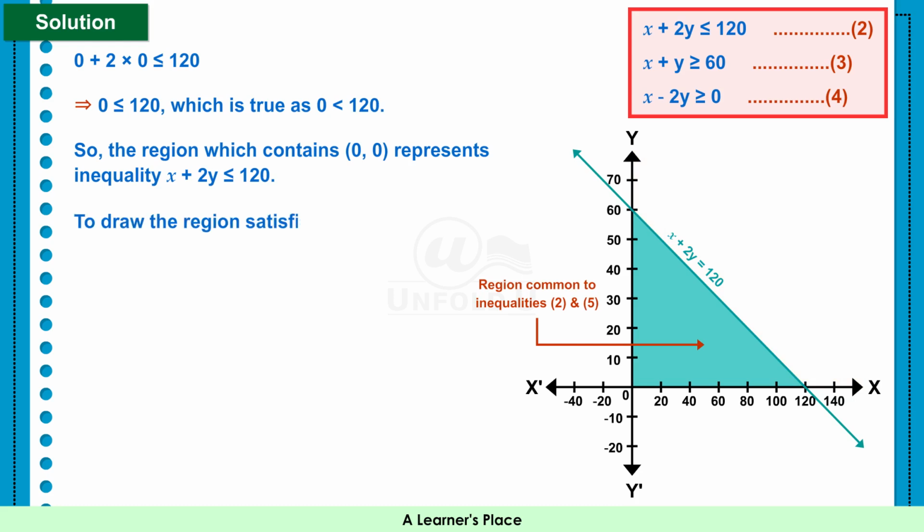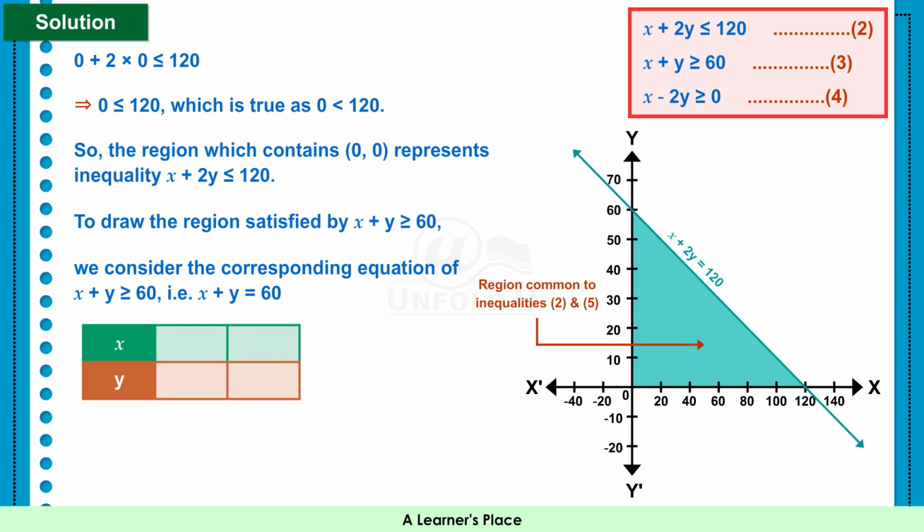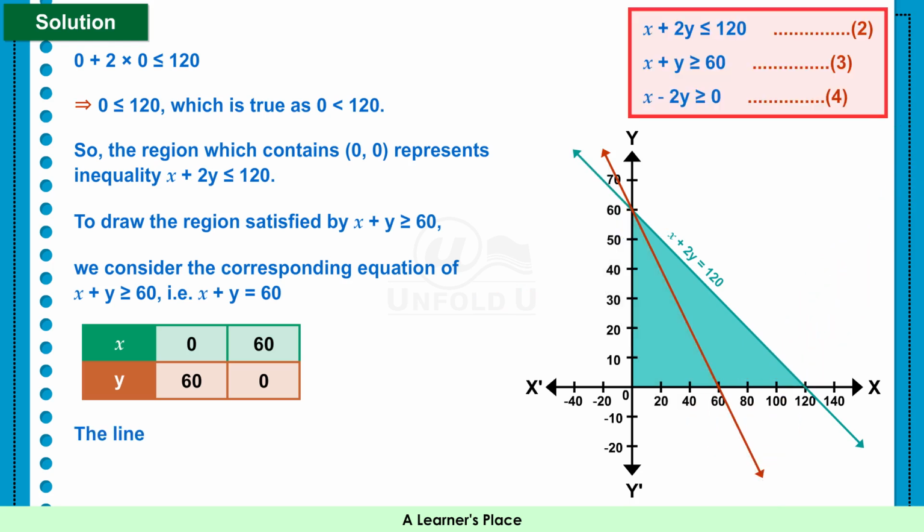To draw the region satisfied by the inequality 3, we consider the corresponding equation of the inequality 3, that is, x plus y is equal to 60. The solution set for this equation is given as follows. When x is equal to 0, then y is equal to 60. And when y is equal to 0, then x is equal to 60. Plot these points on the Cartesian plane and join them with a straight line. Here, the line x plus y is equal to 60 divides the xy plane into two regions.